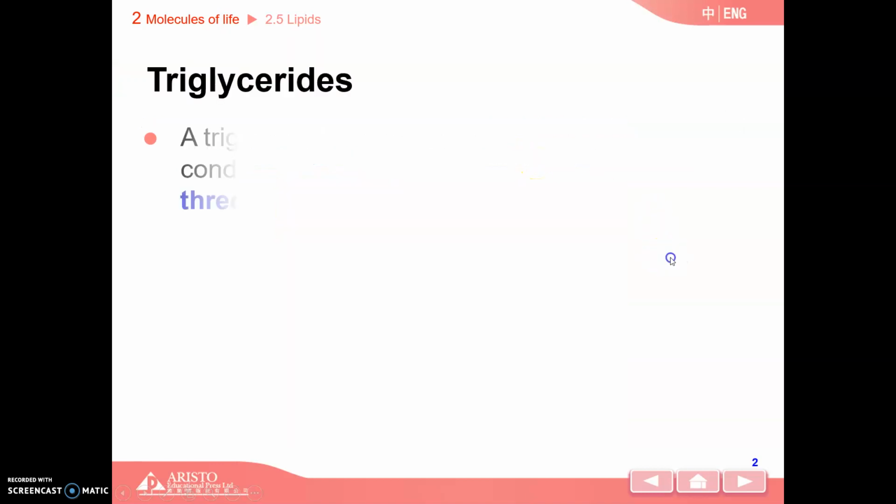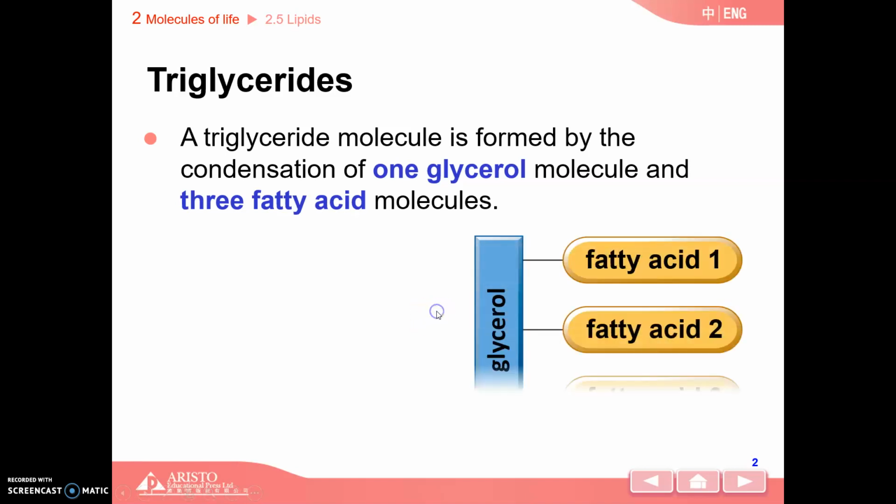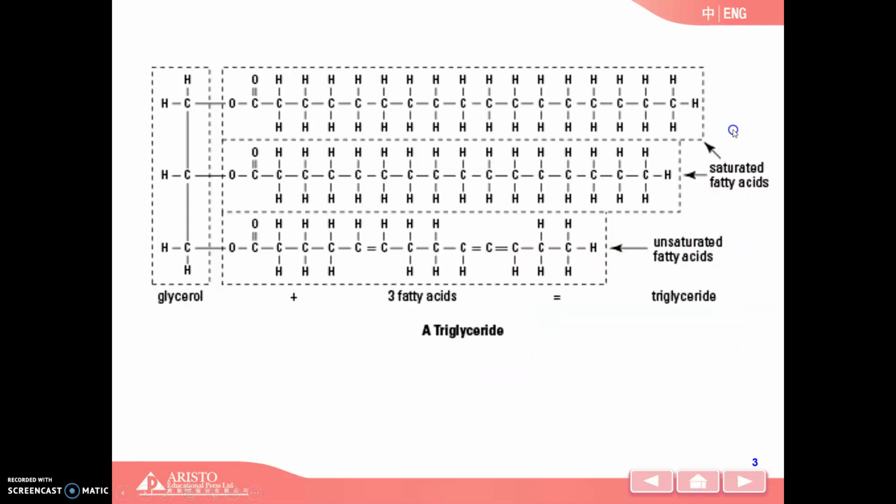Let's look at triglyceride. As you know before, triglyceride is made up of one glycerol molecule joined together covalently with three fatty acids by condensation reaction. This is the diagram representing triglyceride, which is very easy to understand. But if you look into the details, this picture is also a triglyceride molecule, and this is the glycerol. 1, 2, 3, 3 carbon.